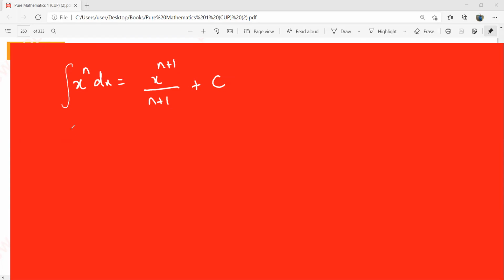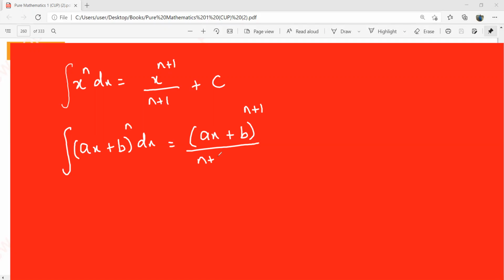Now, when we move into the second technique of integration, we are going to deal with expressions with a power on them. This is going to be (ax plus b) to the power n plus 1 over n plus 1, times 1 over a, plus c. This a is the derivative of the whole expression inside the brackets. And as discussed earlier, in the second technique we can only have a linear expression inside the brackets.